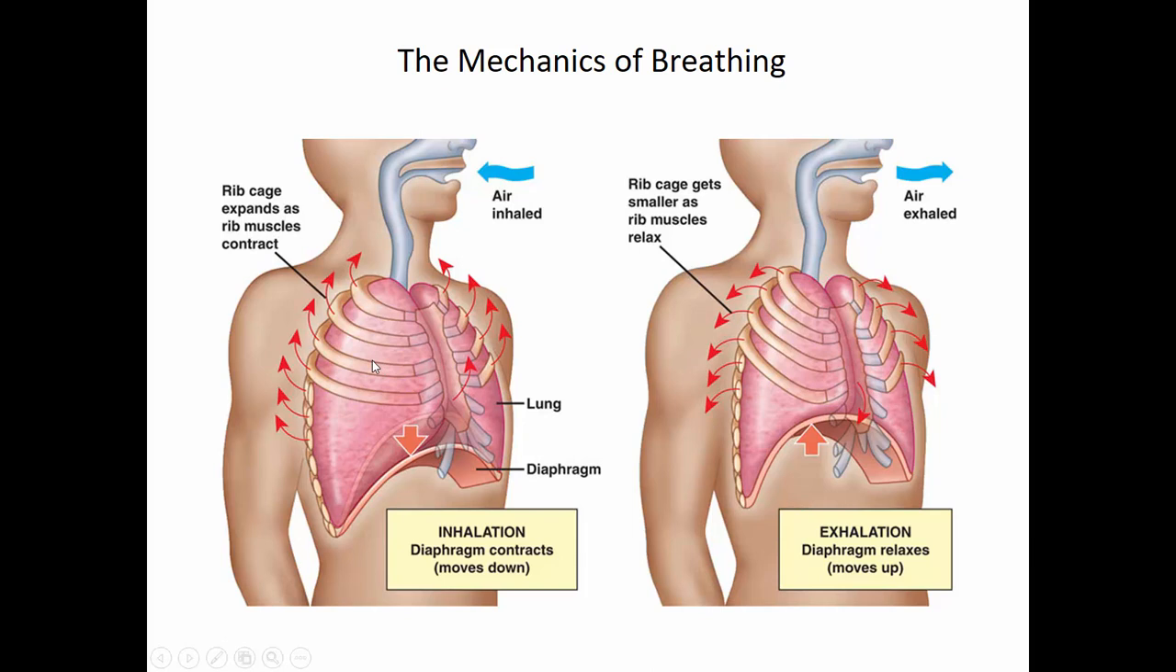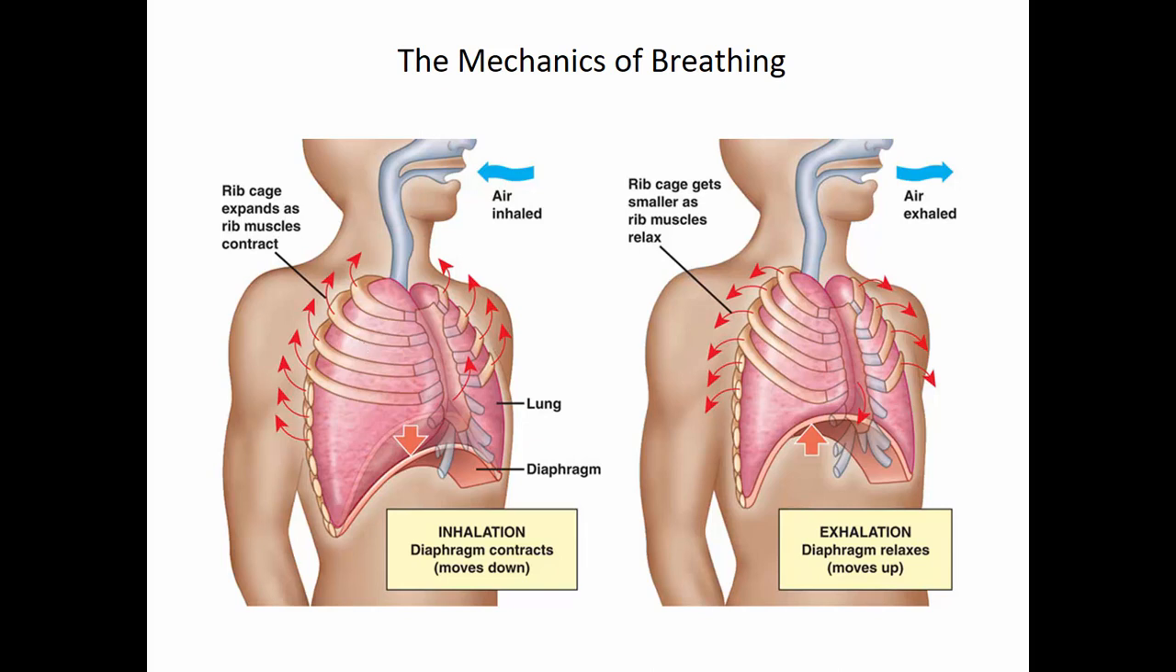And we can also contract our external intercostal muscles, so the outside part of these muscles between the ribs, and that moves the rib cage up and outwards. The combination of contracting those muscles makes this space inside the chest cavity bigger, and then air rushes in down the trachea and then into that space.